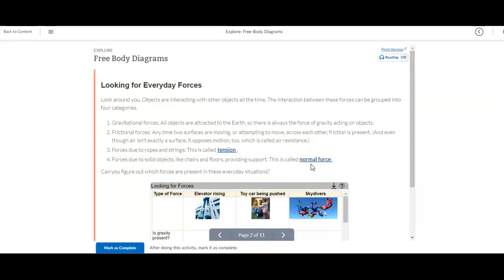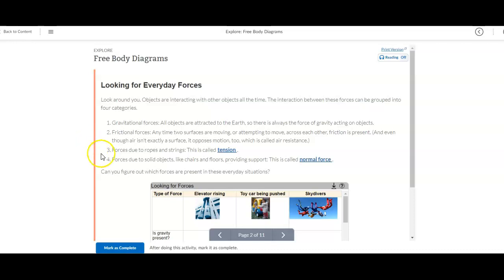So we have a lot going on here. Let's take a look first at gravitational forces. You'll want this definition in your notes. All objects are attracted to the earth, so there's always the force of gravity acting on objects. Two, frictional forces. Anytime 2 surfaces are moving or attempting to move across each other, friction is present. And even though air isn't exactly a surface, it opposes motion too, which is called air resistance.